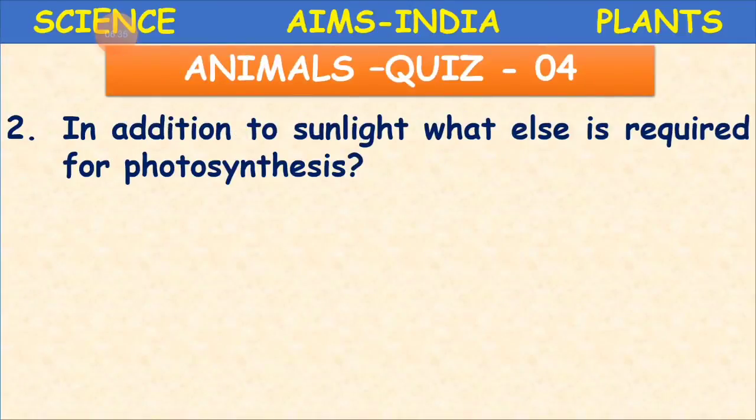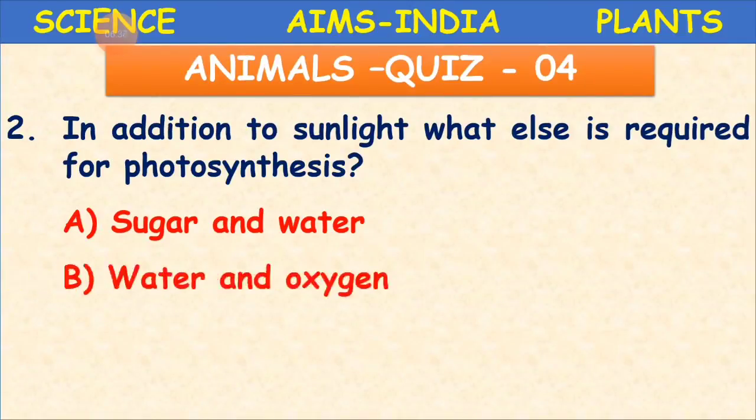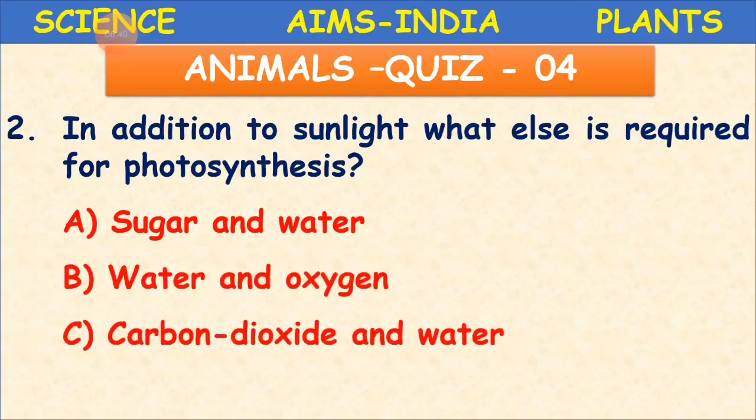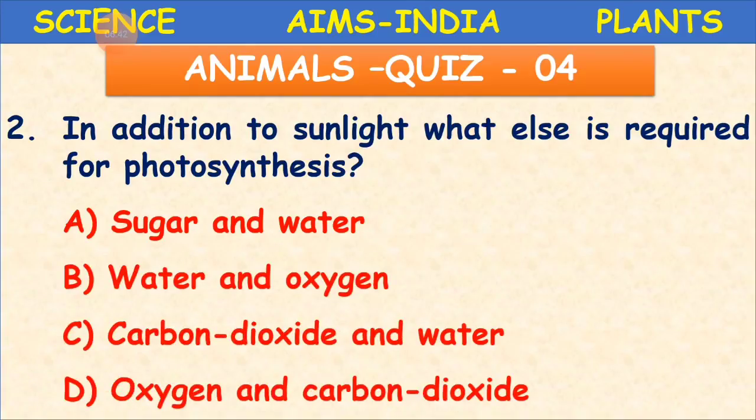In addition to sunlight, what else is required for photosynthesis, in the sense of making food? A option is sugar and water, B is water and oxygen, C is carbon dioxide and water, D is oxygen and carbon dioxide.